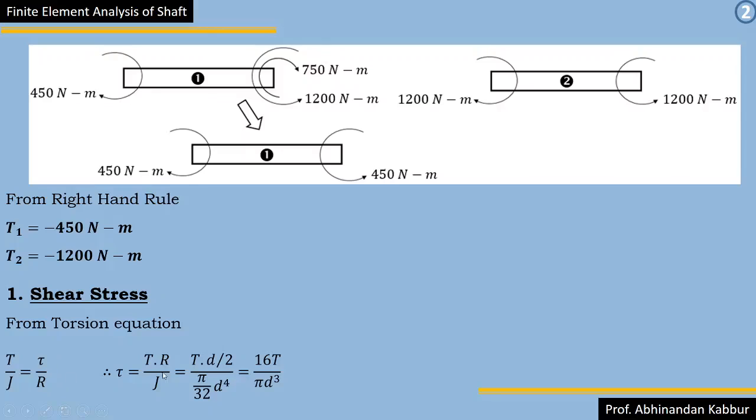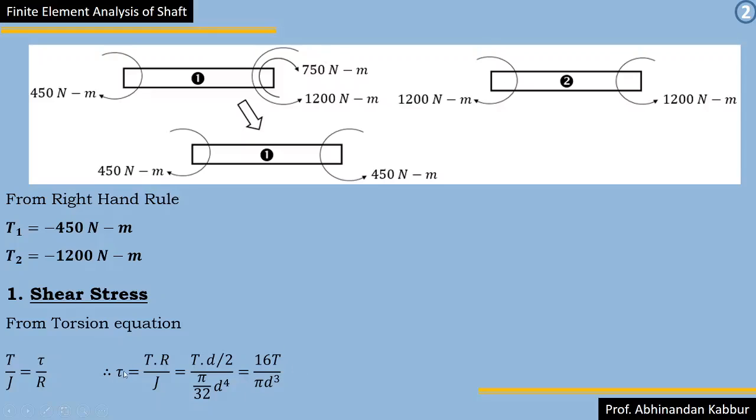Therefore tau is nothing but T into R divided by J. So let us substitute this radius in terms of diameter. I have considered diameter as small d, so the radius is d divided by 2. Then J is the polar moment of inertia, as it is a solid shaft, so it is pi by 32 into d raised to 4. Therefore one d will get cancelled, and this 2, this is 16, that will go to the numerator, so it is 16T divided by pi into d cube. So this is the equation to calculate the shear stress.